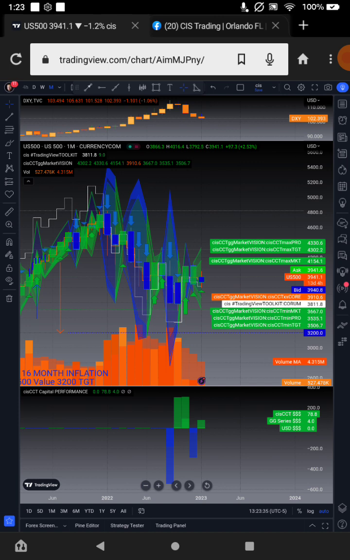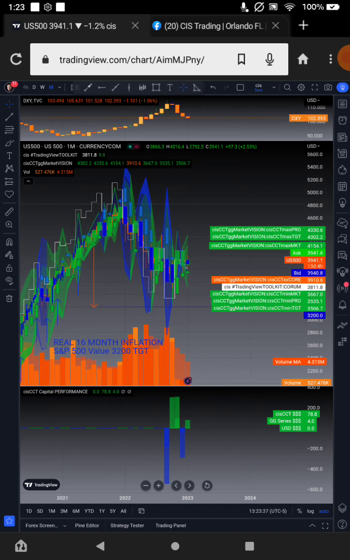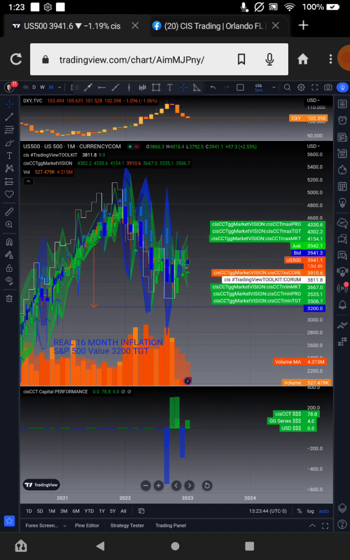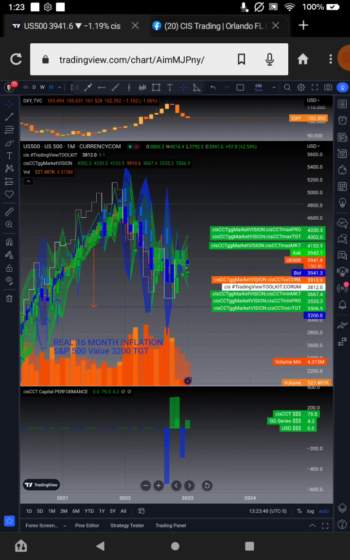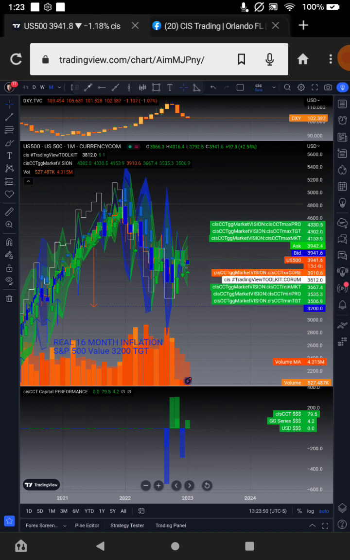You can see right there on my monthly, I have charted the 16-month period of inflation in the market, and we're down below the highs of that inflation where that orange arrow comes down, and the S&P value target of about 3,200. I still maintain that even if markets went all the way back up to 5,000 levels, it's not worth investing in the whole economy.